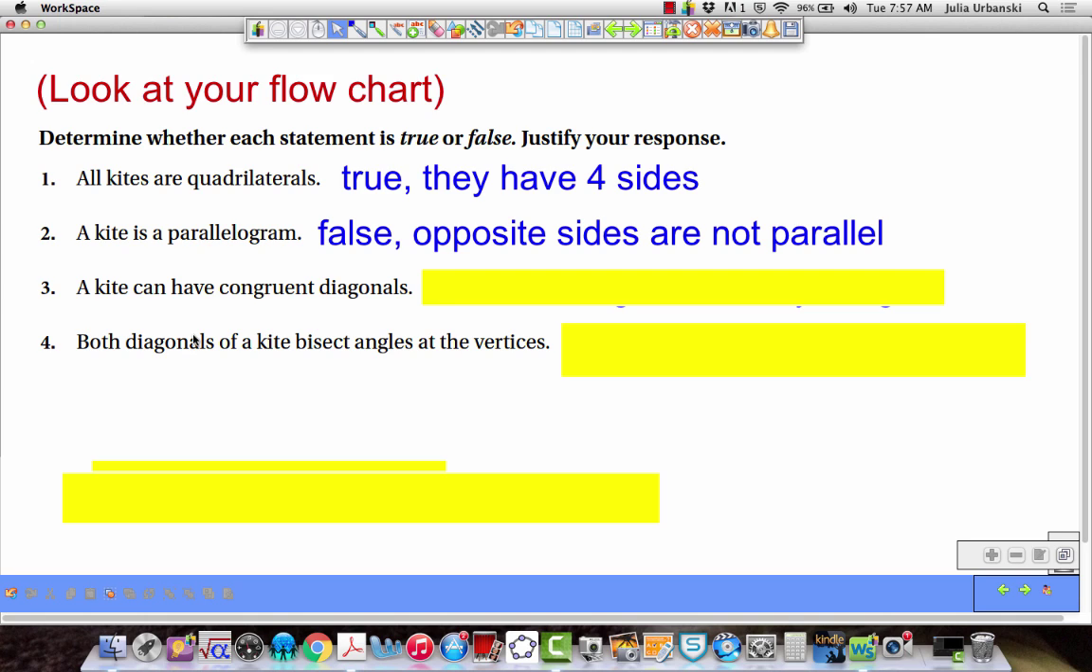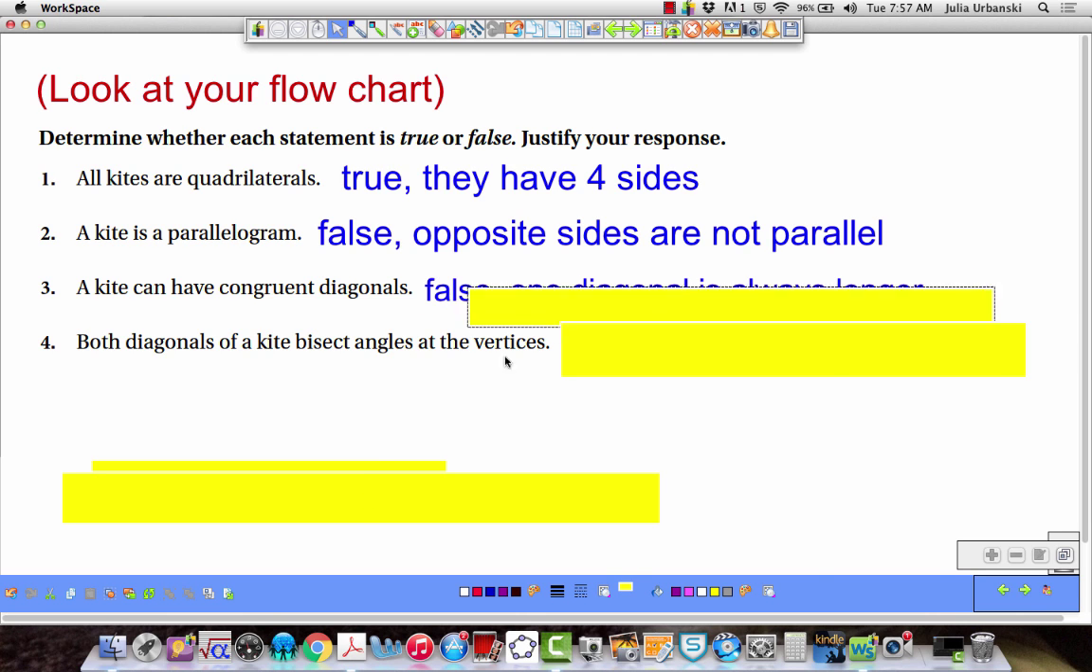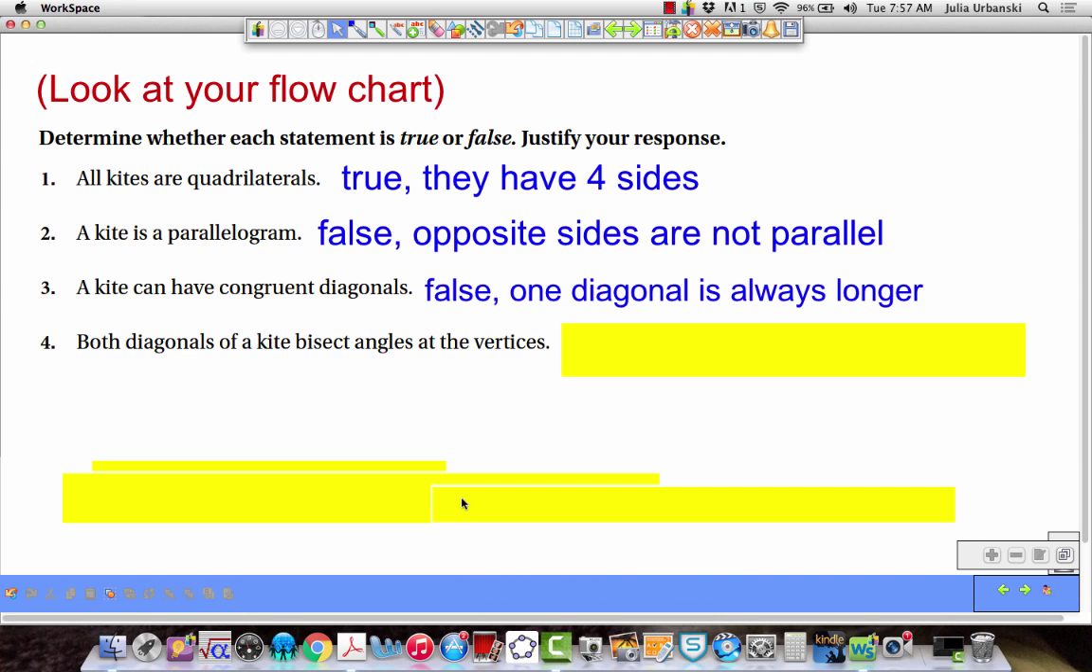A kite can have congruent diagonals. True or false? False. Good. Because a kite is always oblong, and one diagonal will always be longer than the other. If the diagonals were congruent, it would be a square or a rectangle. Okay? So in a kite, no, one is always longer.